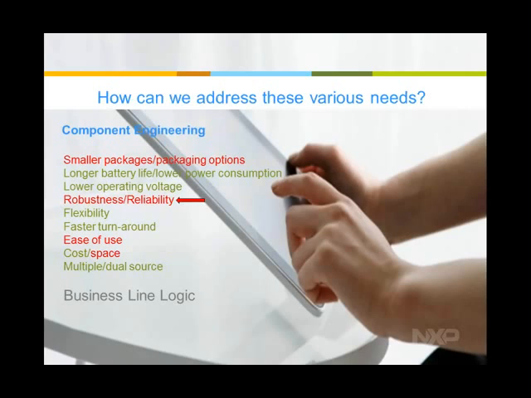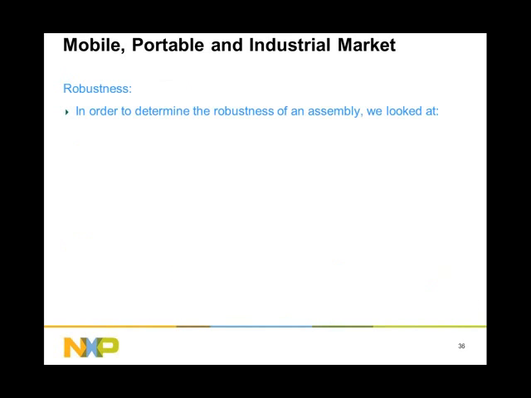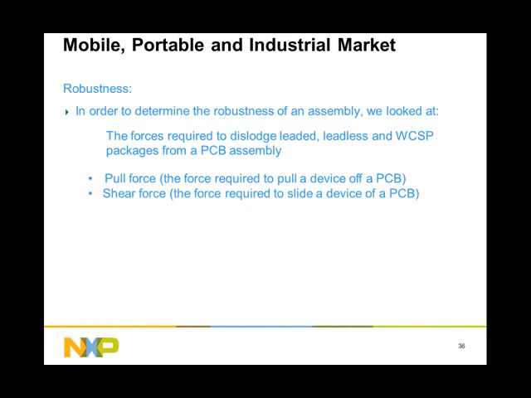Okay, moving on now to robustness and reliability. This is another major concern of the component engineers and the manufacturers of these industrial products. So in order to determine the robustness of an assembly, we looked at the forces that are required to dislodge a leadless package, a leaded package, and a wafer chip scale package from a PCB assembly. So we looked at the pull force, and this is the force required to pull a device off the board. We also looked at the forces required to slide a device off the board.